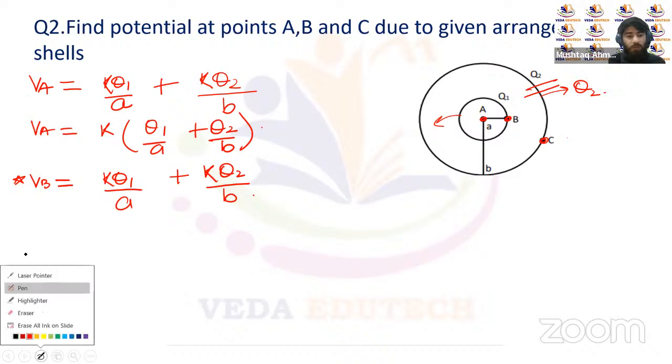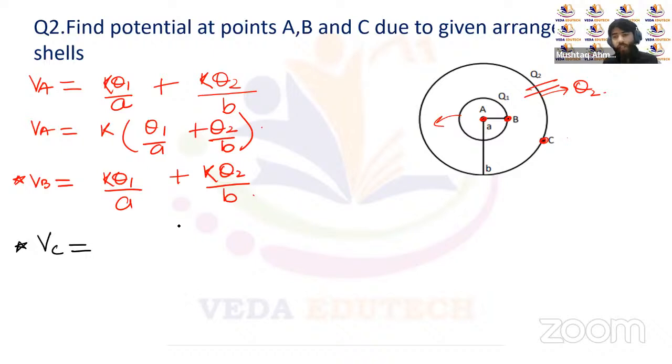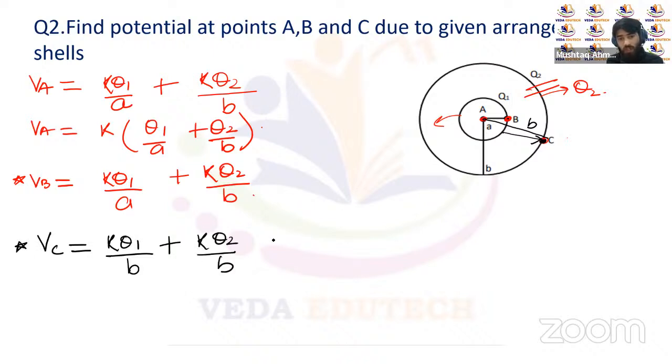Now let's try to find the potential at point C. We can see that point C is on the surface of the outside shell, and it is also an outside point for the inside shell. So for the inside shell, it is an outside point. It means the potential will be KQ1 upon the distance from A to C, that is b. And because of charge Q2, it will be KQ2 upon b once again. We can take K upon b as common, and we'll be left with Q1 plus Q2. So this will be the potential at point C. That's how we calculate the potential at different points because of the spherical shell.